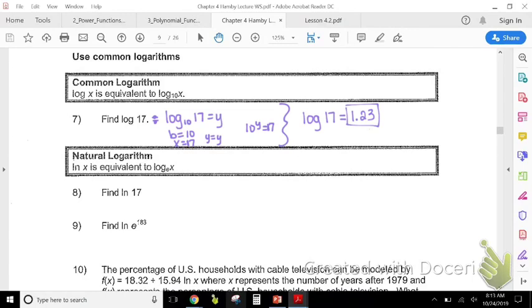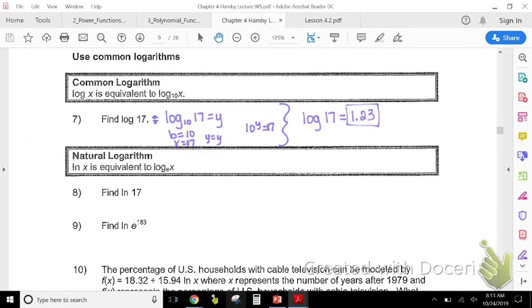A lot of times the logarithms we can work out by hand, but sometimes we have to use a calculator just because the numbers aren't very nice to us. When we move on to natural logarithms, the natural log of x, which is ln of x, is equivalent to log base e of x. Well, what is e? Yeah, that 2.7 number. It's that irrational number that represents it. So unless it's equal to e to the something, we're going to have to use our calculator.